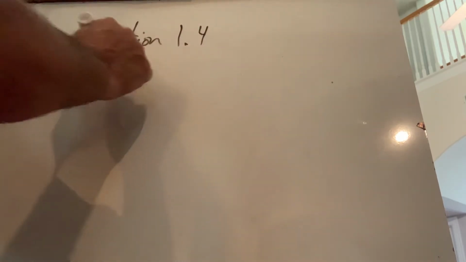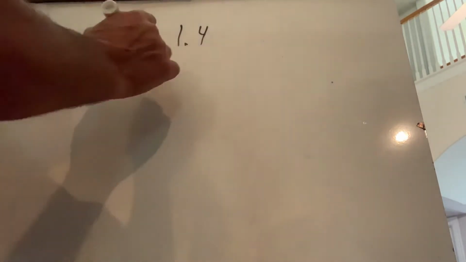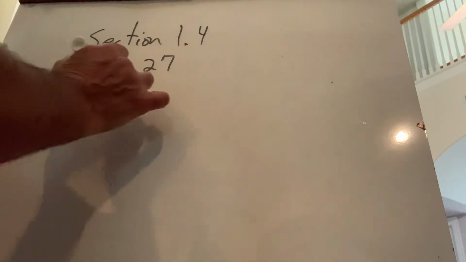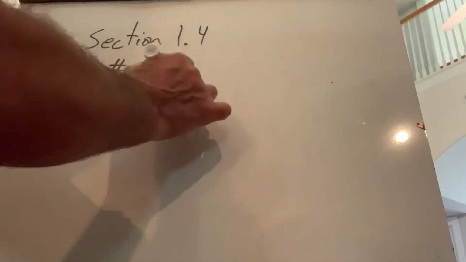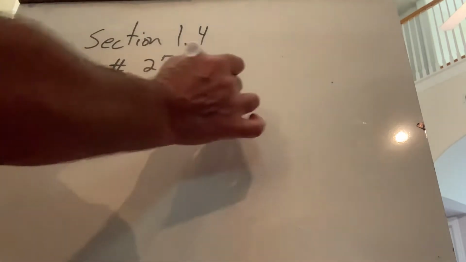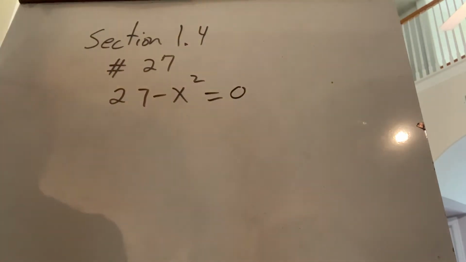Hi guys, so this is another problem from section 1.4. The question was problem number 27. Okay, let me write the problem first and we read the instruction. Number 27, we have 27 minus x squared equals 0. And the question says to solve each equation using the square root property.